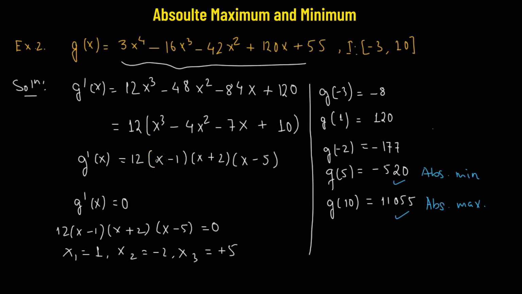Let us move on to the next problem. So let's consider the function given by x plus 1 over x, and we have to consider the interval 0 to 4. So we need to find the absolute maximum and the absolute minimum.